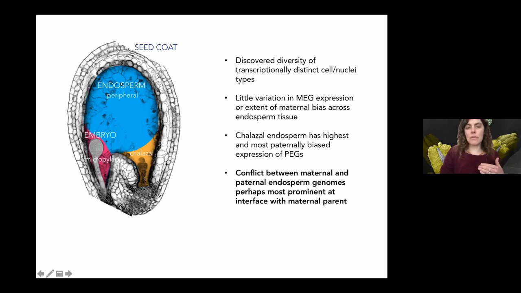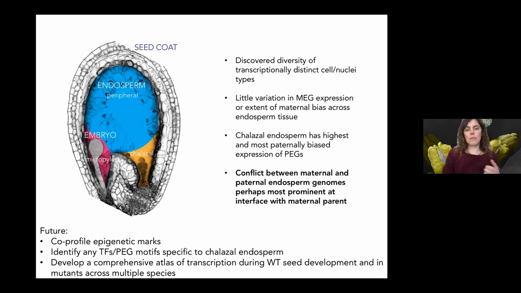And again, this is really interesting to us, getting back to the idea I introduced at the beginning of conflict in the endosperm between maternal and paternal genomes, that you have the highest expression of PEGs at this region of the endosperm that interfaces with the maternal parent. And so the paternal genome may be trying to exert some influence over that nutrient transfer.